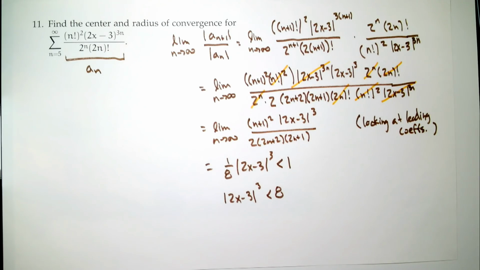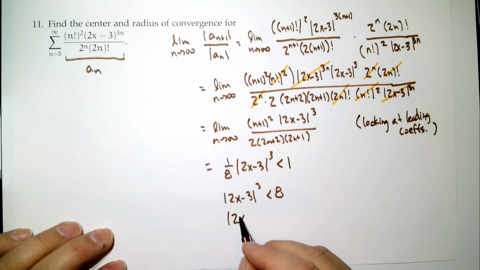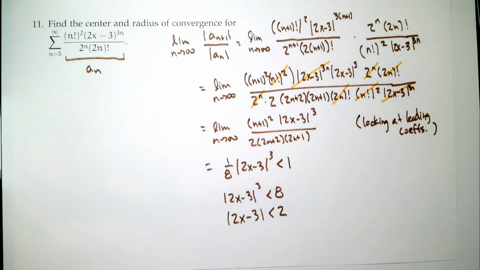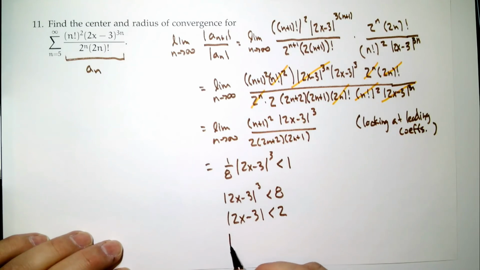Cube root. Do we know what the cube root of 8 is? It's 2. Wow, that's convenient. Okay, so absolute value of 2x minus 3 should be less than 2. So, last thing I can do is divide everything by 2. So if I divide everything by 2, that becomes absolute value of x minus 3/2 is less than 1.